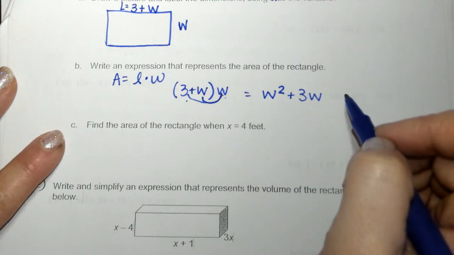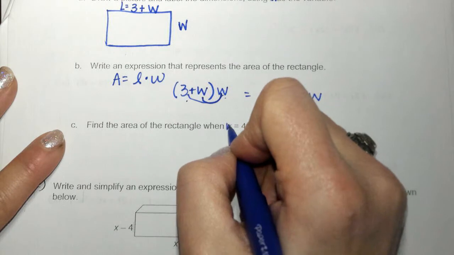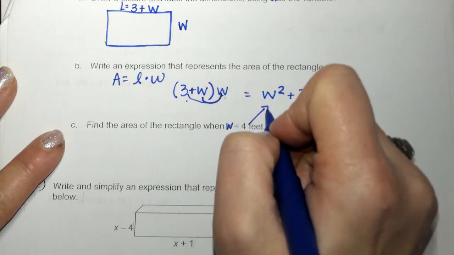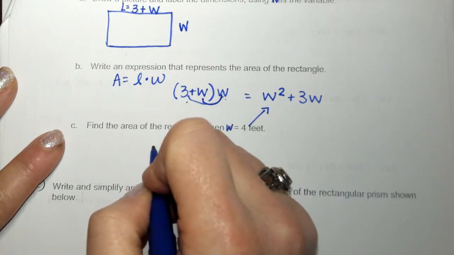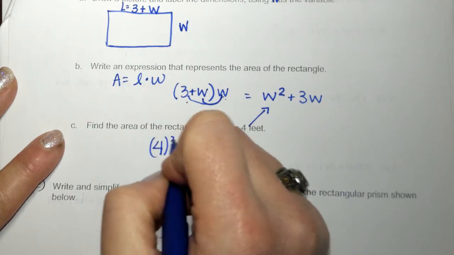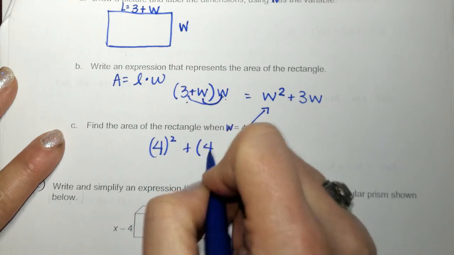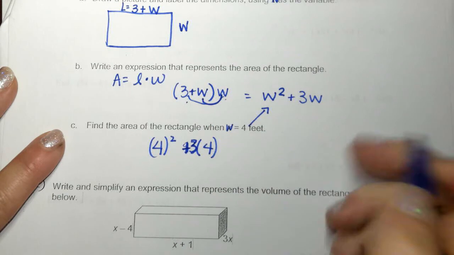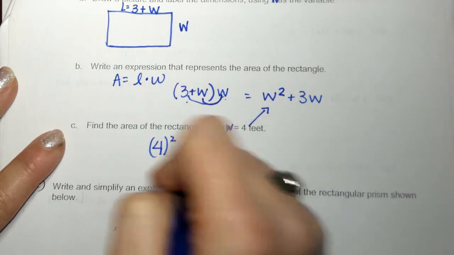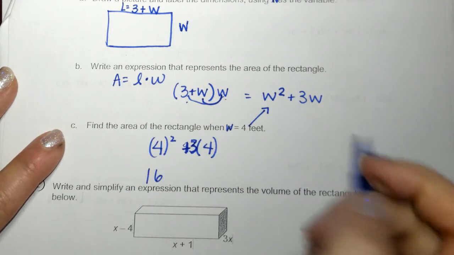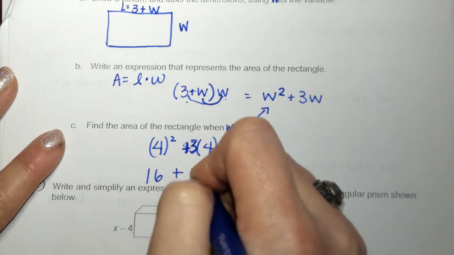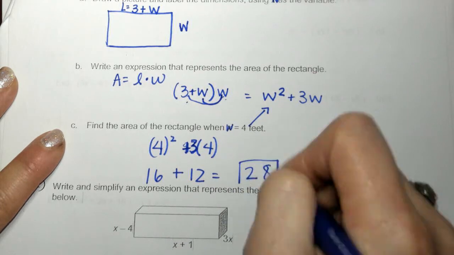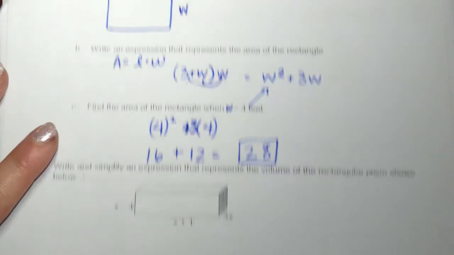Now it wants us to find the area of the rectangle when W equals 4 feet. So we're just going to sub in 4 every time we see a W. So 4 squared plus 3W, so 3 times 4. Okay, so that's going to equal 16. 4 squared is 16, plus 12, and that's going to be 28. 28 feet.